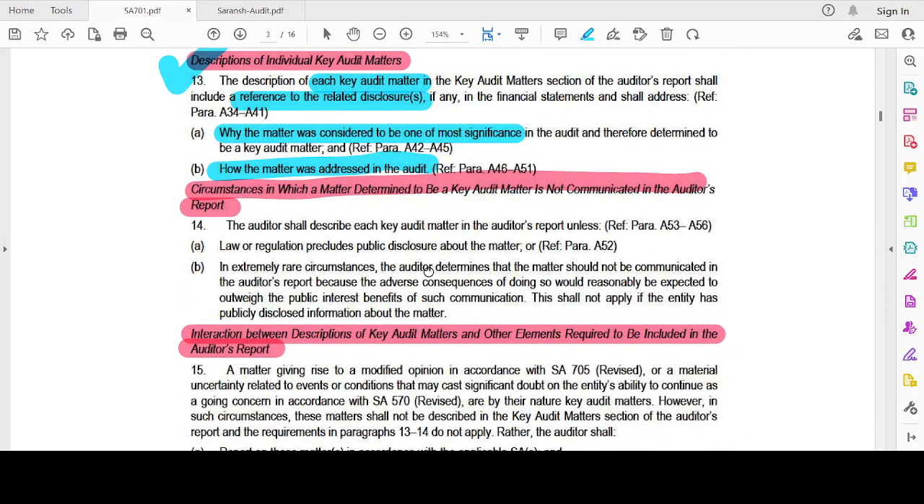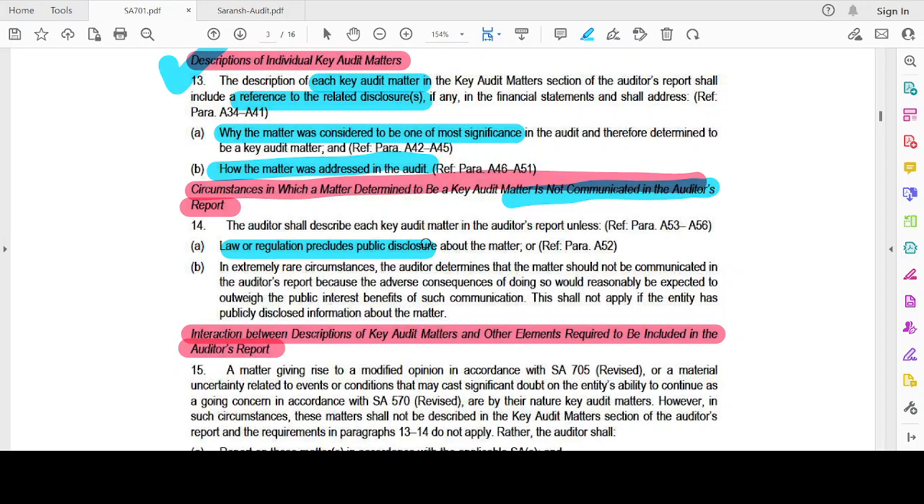Okay, now circumstances in which a matter determined to be a key audit matter is not communicated in the auditor's report. When is it not to be communicated? First, law or regulation precludes public disclosure. Law prevails over everything, right? So if law or regulation precludes public disclosure, then I will not make it a key audit matter.